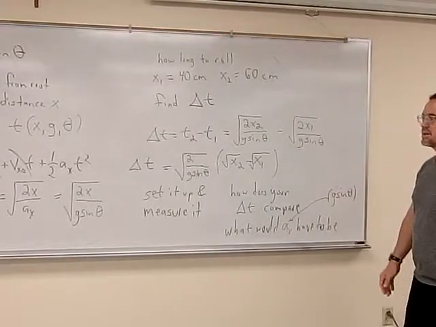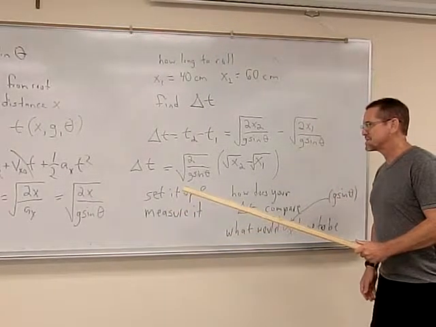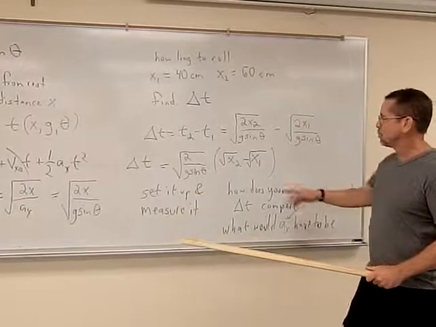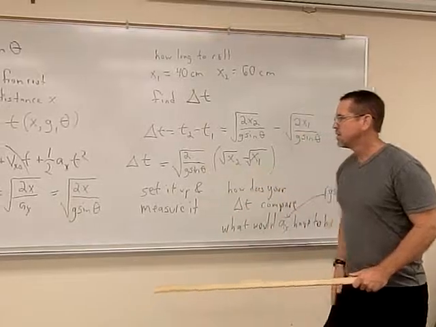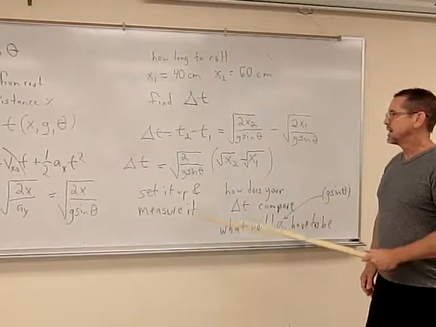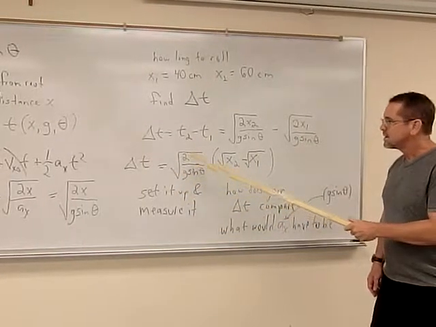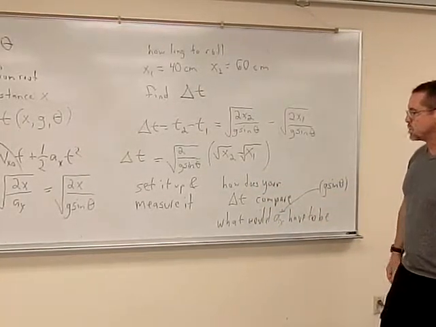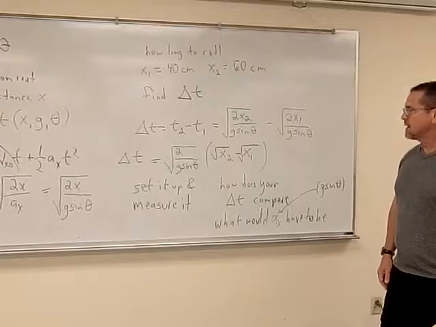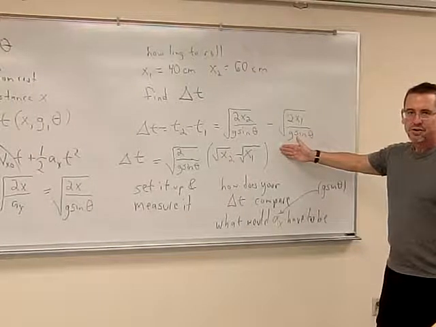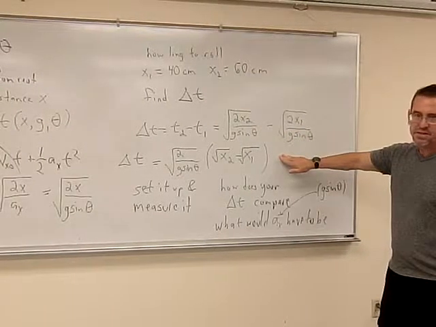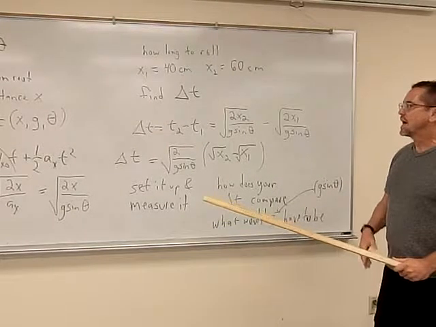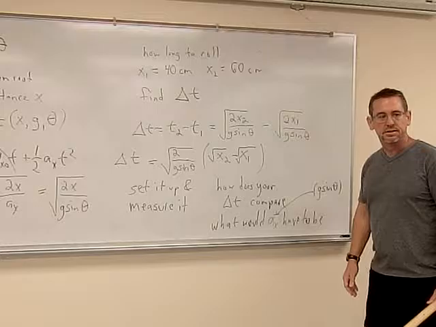Don't put the numbers in. Always leave the numbers out till the end. And so for the delta t, I can pull out the square root of 2 over g sine theta, and I get delta t is that term times the square root of x2 minus the square root of x1. I want you guys to solve for this like I did here, and then we're going to actually set it up and do it.